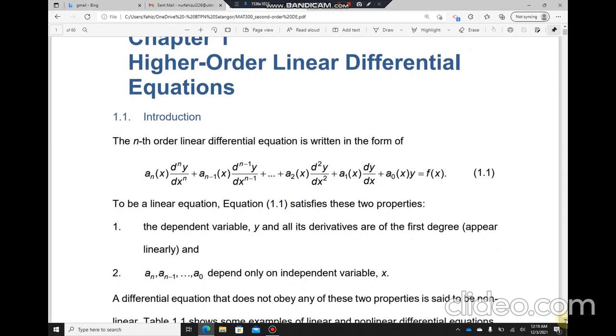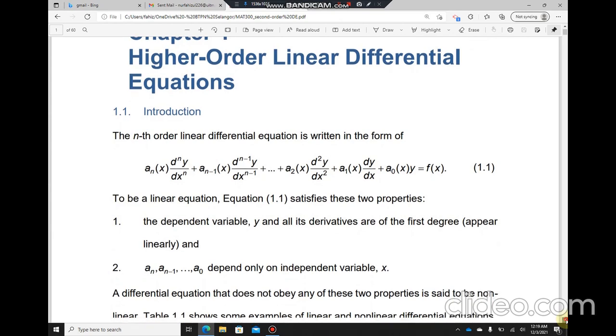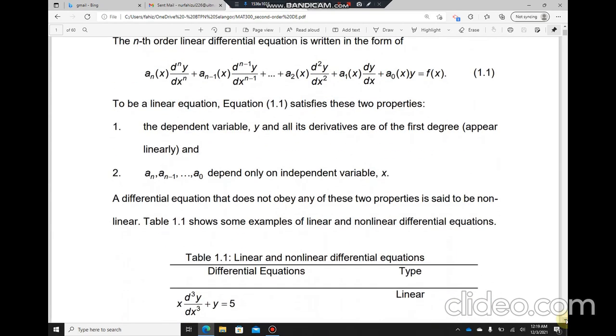The nth order linear differential equation is written in the form of a_n(x) d^n y/dx^n plus a_(n-1)(x) d^(n-1) y/dx^(n-1) and so on equals f(x). This is equation 1.1. To be a linear equation, equation 1.1 satisfies these two properties: the dependent variable y and all its derivatives are of the first degree, appearing linearly, and a_n to a_0 depend only on the independent variable x.